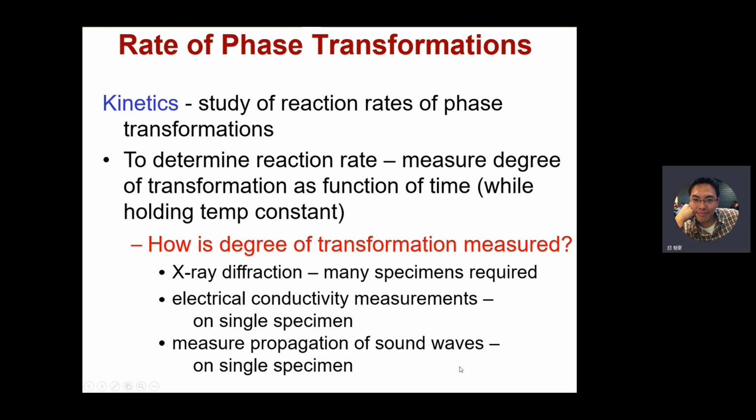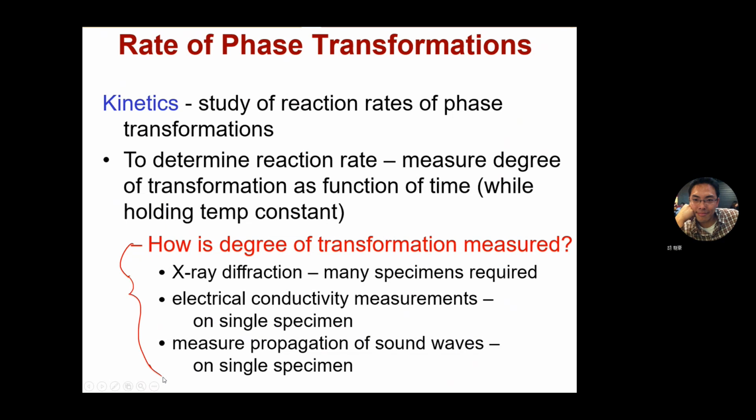Okay, so there are different measurement approaches to determine the degree of transformation, like X-ray diffraction, electroconductivity measurements on a single specimen, and measuring the propagation of sound waves on a single specimen. Here, I just want to let you know we can run the experiment to measure the degree of transformation as a function of time.